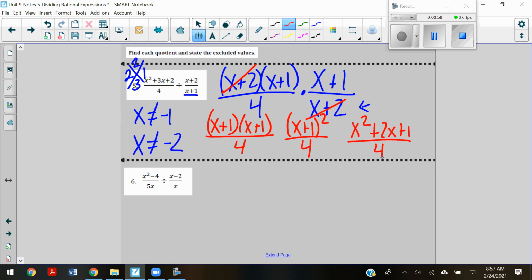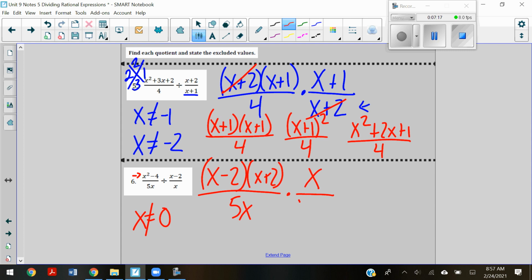All right, so if we look here at problem 6, I see that x cannot equal 0. In my numerator here, I have a difference of perfect squares, so x minus 2, x plus 2, all over 5x. Change it to multiplication, and I'm going to flip that second fraction. And now based off this, I would say x cannot equal a positive 2.